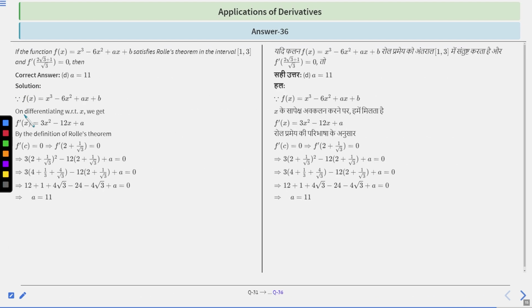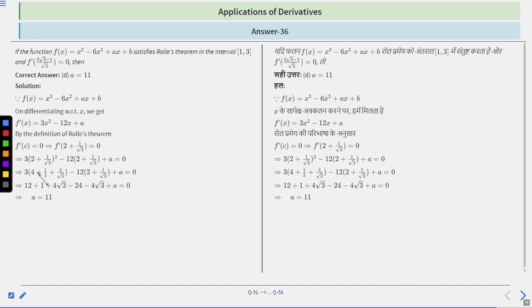Okay, let's move to the solution part. Since f(x) is equal to x cube minus 6x square plus ax plus b, on differentiating with respect to x, we get f dash x is equal to 3x square minus 12x plus a. By the definition of Rolle's theorem, f dash c should be equal to 0. This implies f dash of (2 plus 1 by root 3), which is this one, should be equal to 0. Clear? Let's put 2 plus 1 by root 3 in the given f dash x. Right. So 3 times (2 plus 1 by root 3) whole square minus 12 into (2 plus 1 by root 3) plus a is equal to 0.